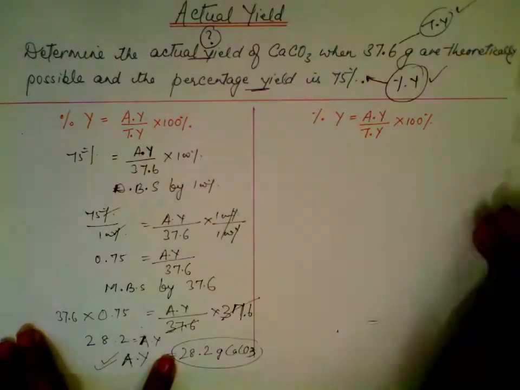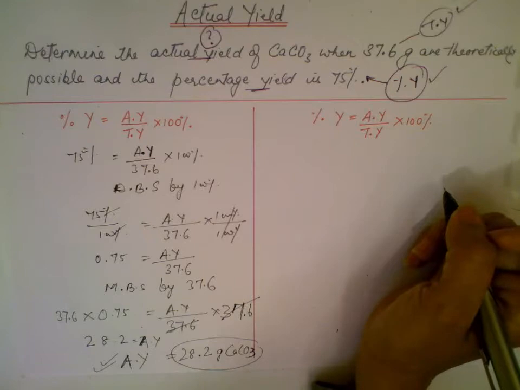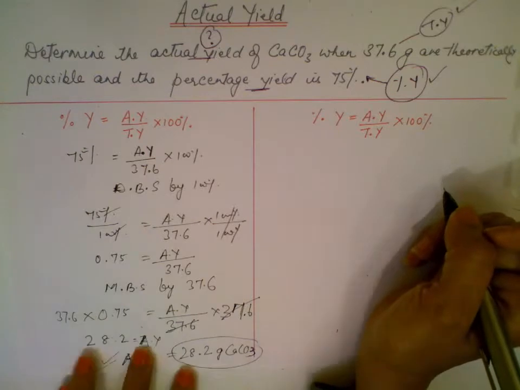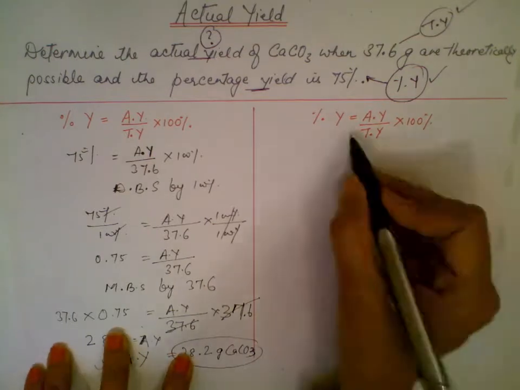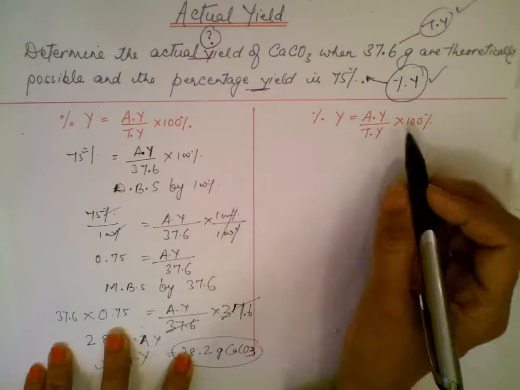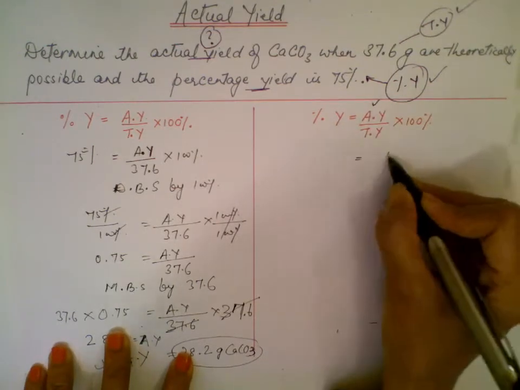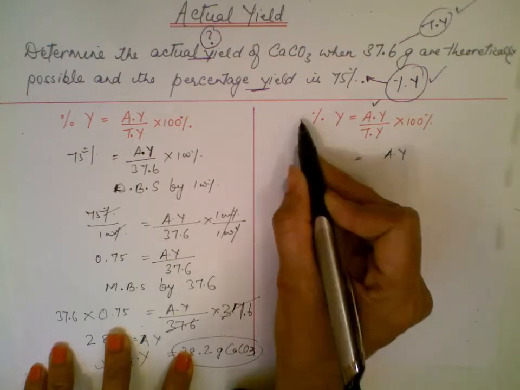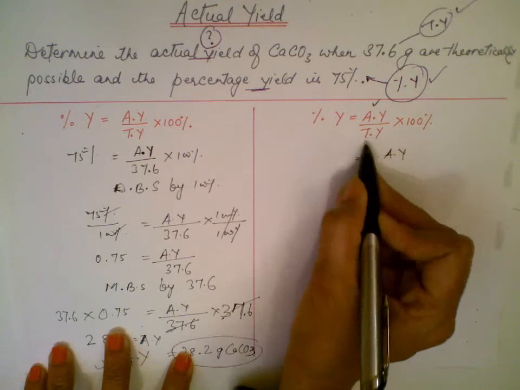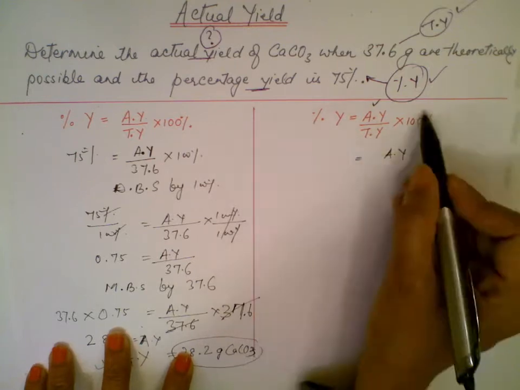The other way you can solve it is called the transpose method. So transpose is actually mainly like a transfer. So what you do, you just transfer the terms. So what am I going to do? What do I have to find? I have to find actual yield. Okay, so if I leave this actual yield on this side and I take my theoretical yield to that side, this side it's in division, I take it to that side, it will be in multiplication.